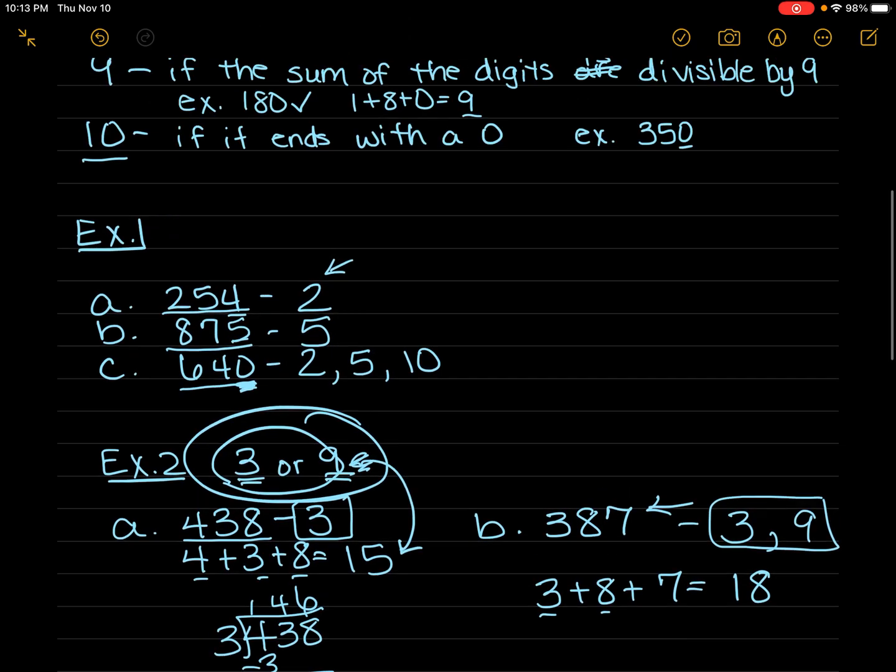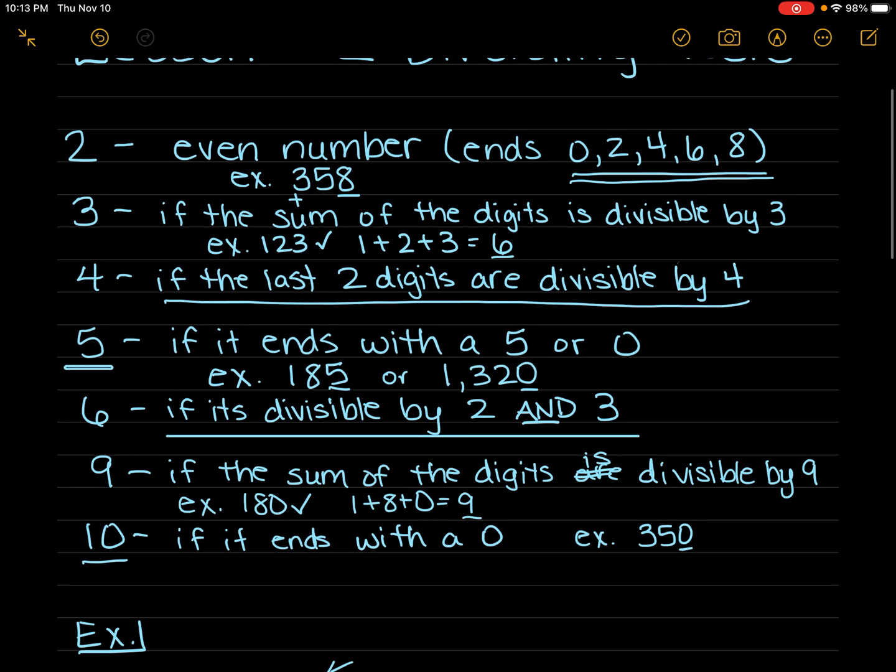Okay, so all these rules you will need to memorize. But you pretty much already know 2s and 5s and 10s. Those are pretty easy, right? Everybody pretty much knew those. 3 and 9 are similar, so those will be easy to remember. 4's not really hard at all because you just need to know if the last 2 are divisible by 4. And 6 is easy because it says it's divisible by 2 and 3. Why 2 and 3? Because 2 times 3 equals 6. So that's an easy way to remember that.